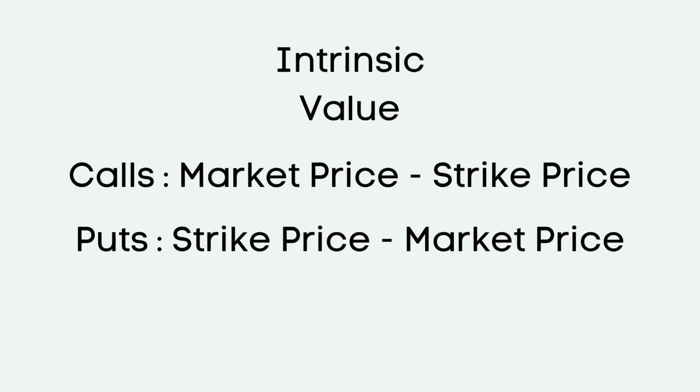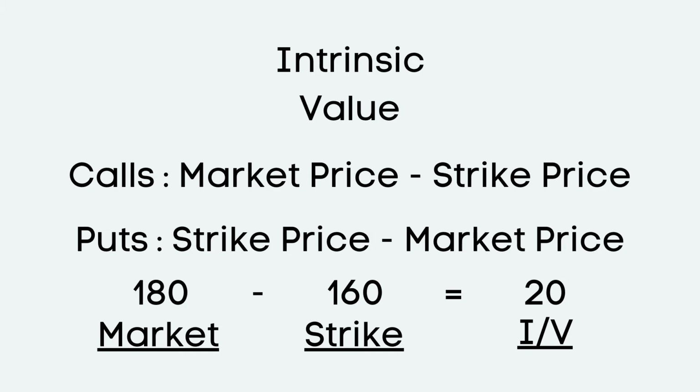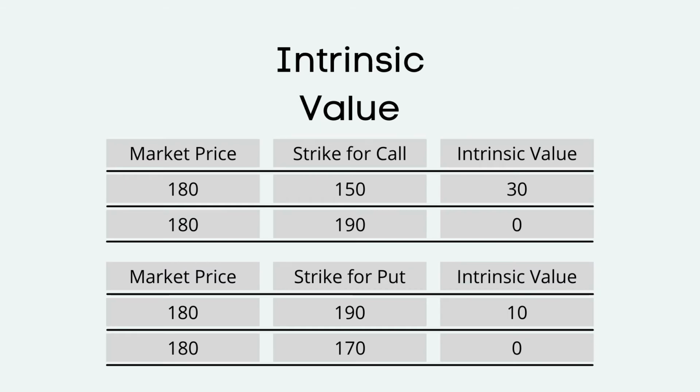For calls, you subtract strike price from the market price, and for puts, you subtract market price from the strike price. For example, an $160 call for Apple will carry $180, which is the market price when we made this video, minus $160. So $20 intrinsic value. Take a look at the table in front of you for more clarification.